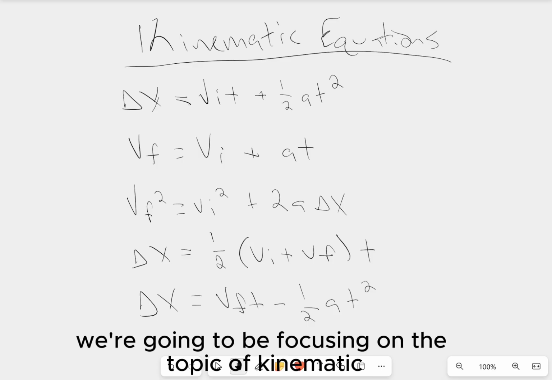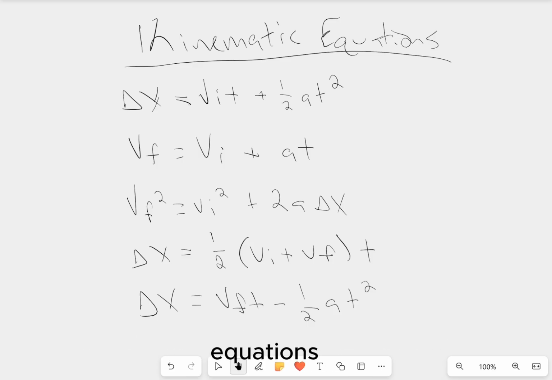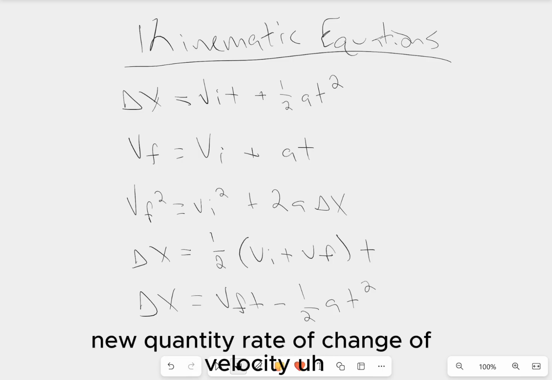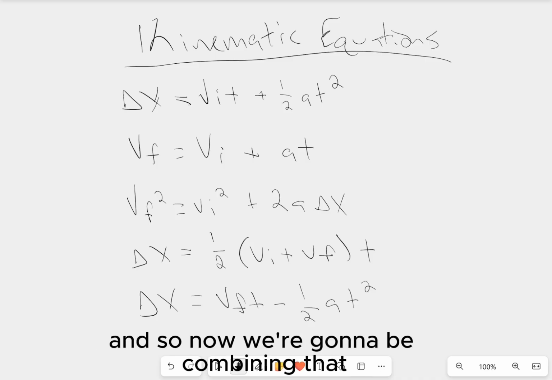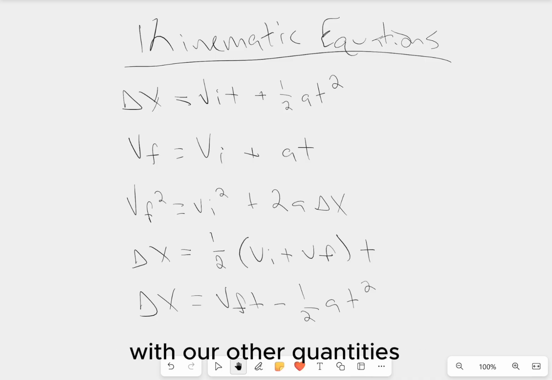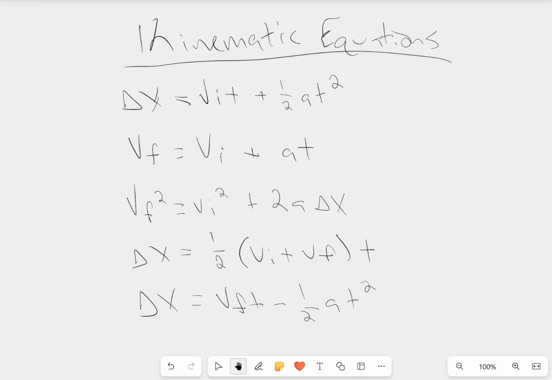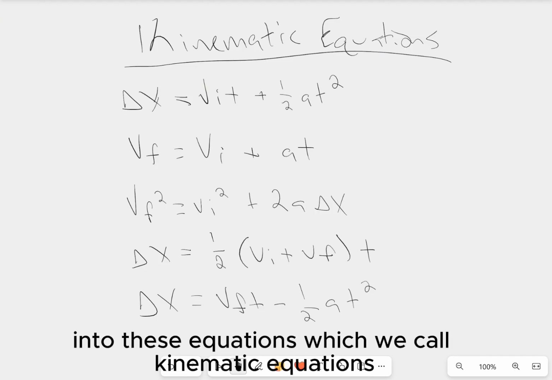Today we're going to be focusing on the topic of kinematic equations. So earlier in our last video, we talked about acceleration, a new quantity, the rate of change of velocity. And so now we're going to be combining that with our other quantities, velocity, displacement, and time, into these equations which we call kinematic equations.